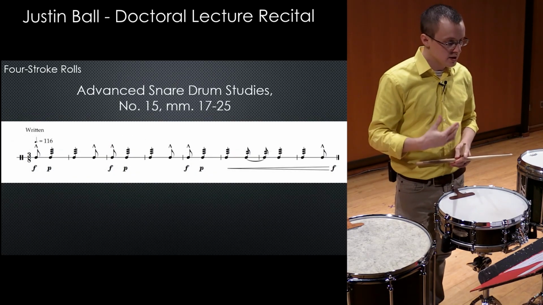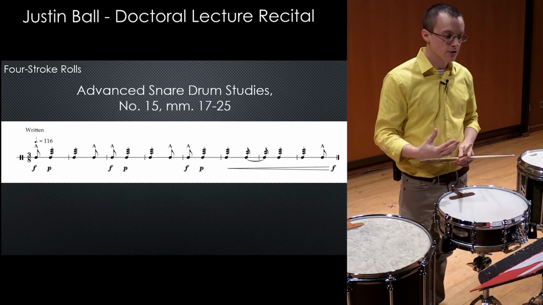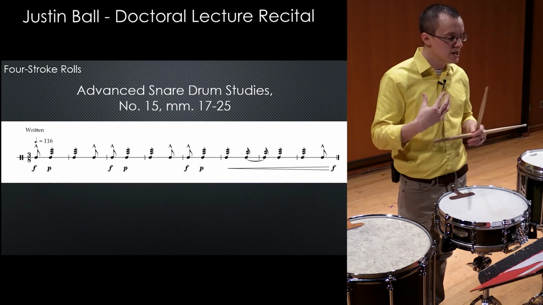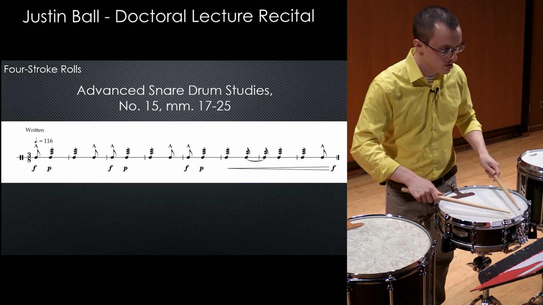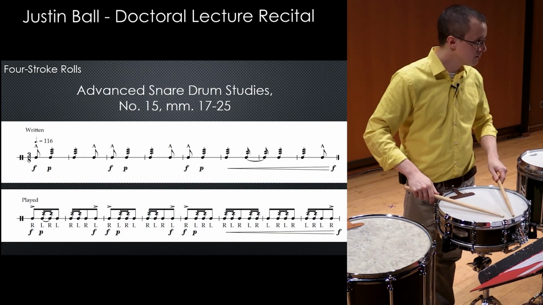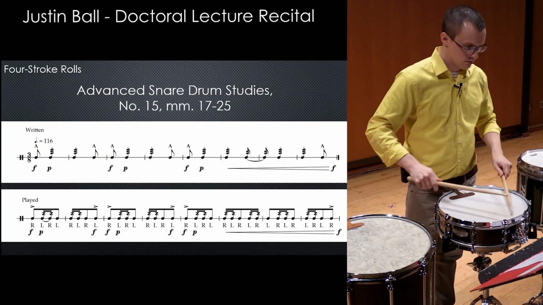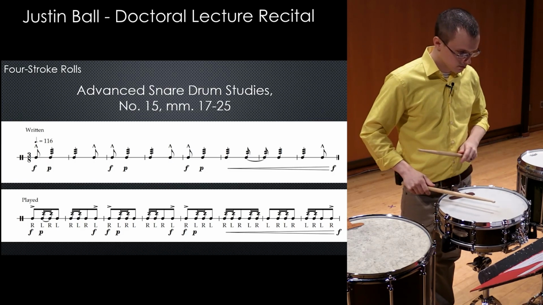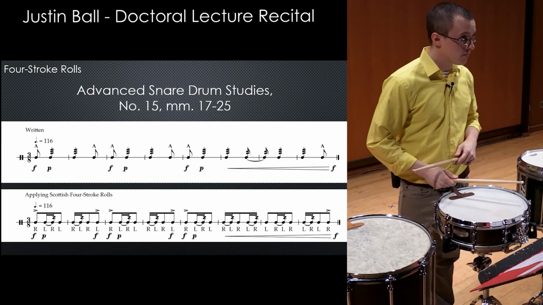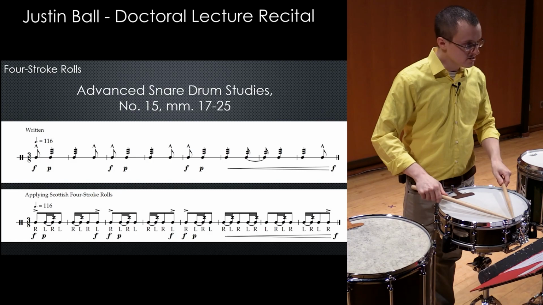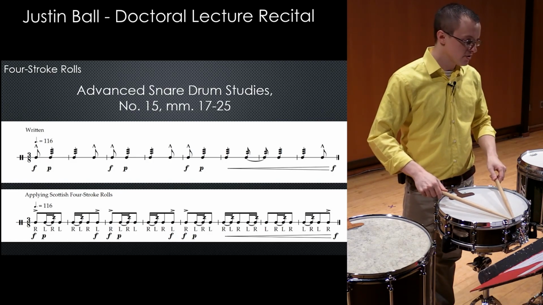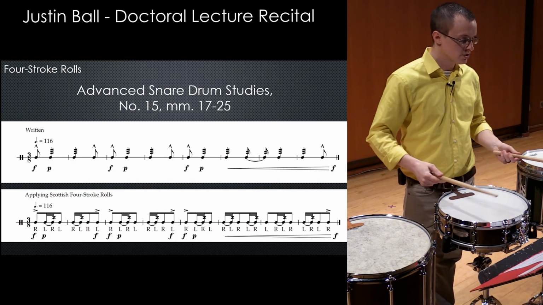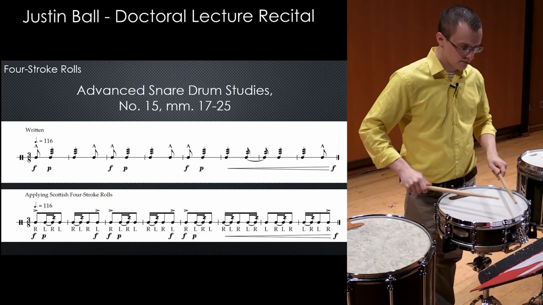Solo number 15 in Advanced Snare Drum Studies by Mitchell Peters presents a variety of rolls that would typically be approached with quick, alternating 5 strokes. By replacing the 5 strokes with 4 strokes and adjusting the length of the buzz, passages of this nature can be played with ease while still achieving the desired musical effect.